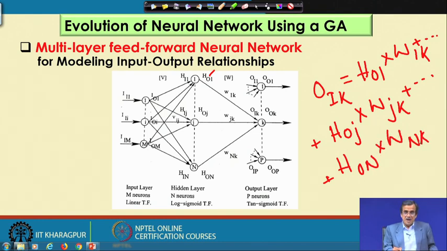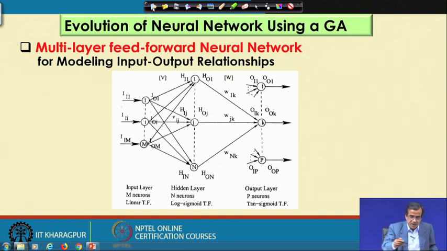So, this is nothing but the input of the kth neuron lying on the output layer, and now we have the tan sigmoid transfer function. We know the mathematical expression for this tan sigmoid transfer function. Using that, I can find out the output of the kth neuron lying on the output layer.